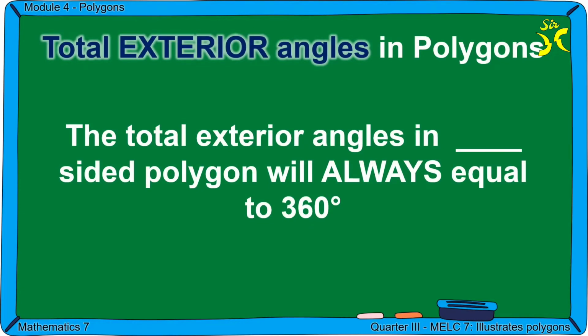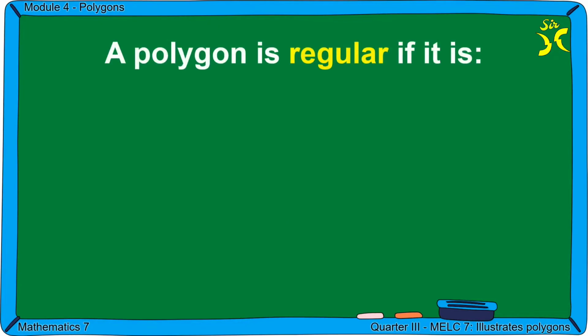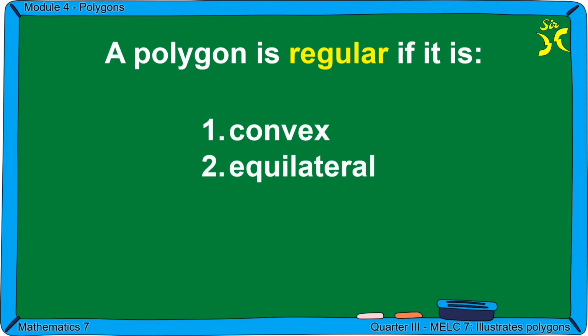While the total exterior angles in n-sided polygon will always equal 360 degrees, meaning all polygons have a total exterior angle of 360 degrees. A polygon is regular if and only if it is convex, equilateral, meaning all sides are equal, and lastly, equiangular, meaning all angles are equal.